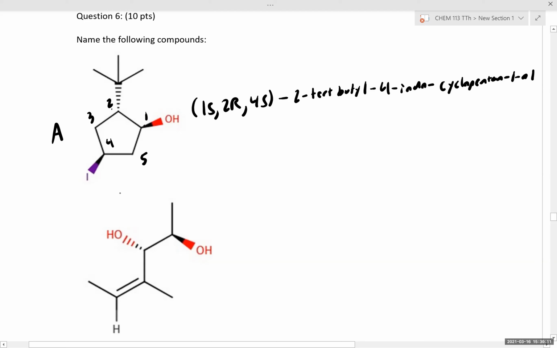Locant numbers are assigned to give the highest priority group the lowest locant number and the lowest overall set of locant numbers. So 1, 2, 4 is exactly correct. Butyl goes before iodo, B before I. Yep, perfect. Okay, now let's look at stereochemistry.